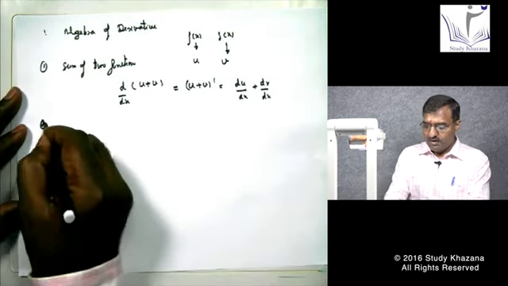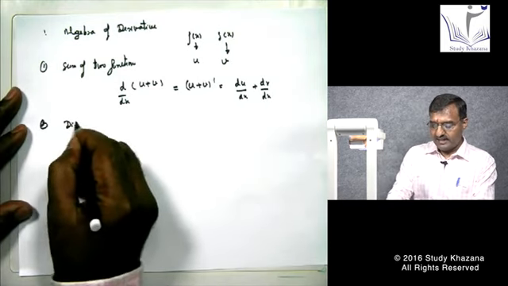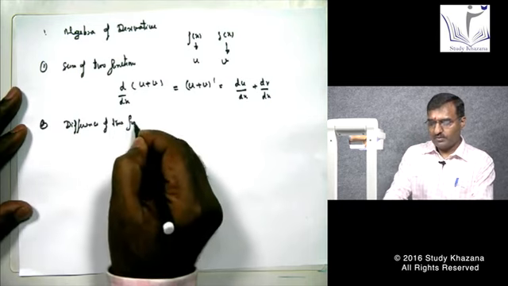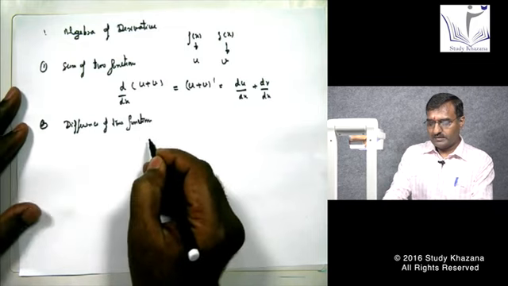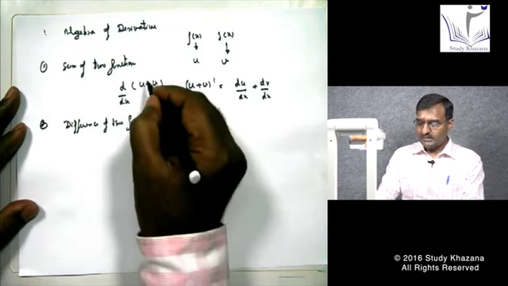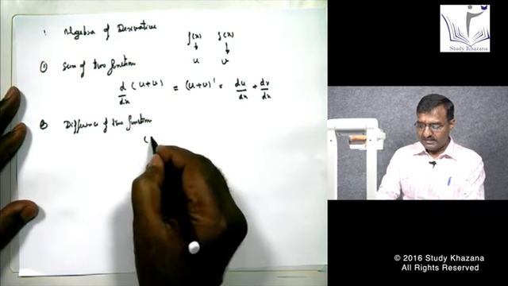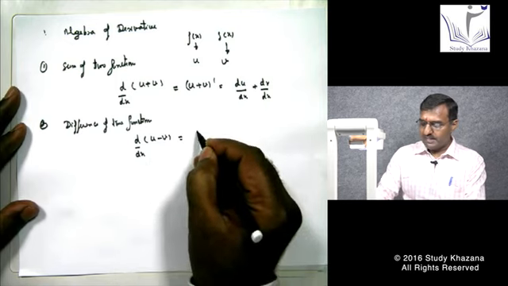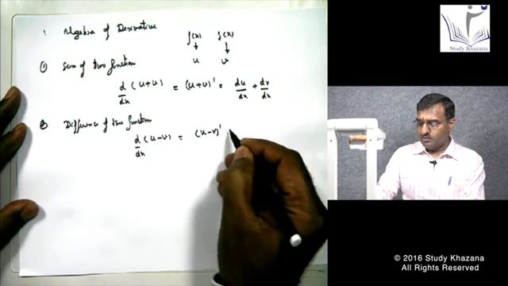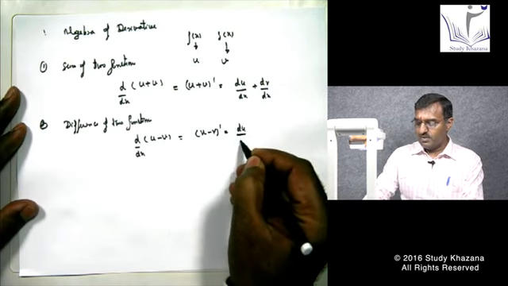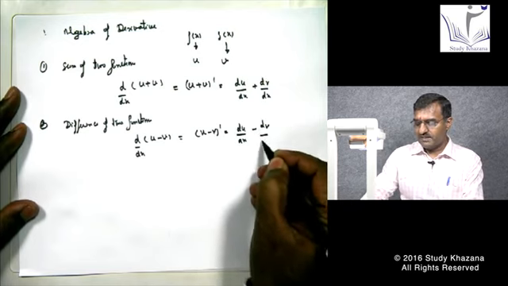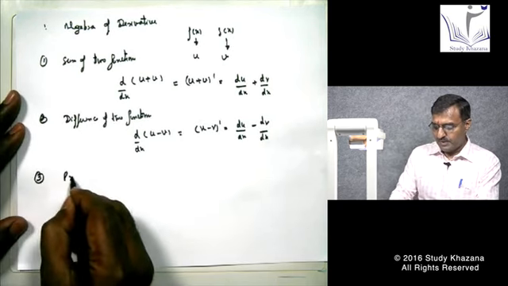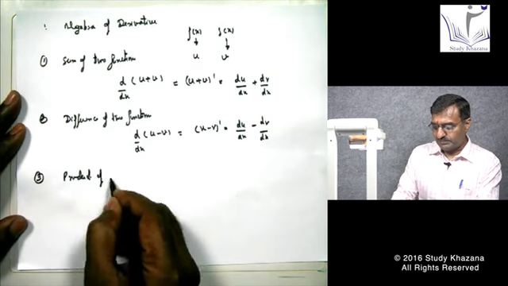Now in the second case I consider the difference of two functions. What will be the derivative of the difference of two functions? Here instead of plus, it will come minus: u minus v. So d by dx of u minus v, I can write (u minus v) dash, and this is equal to du by dx minus dv by dx. Now the third comes the product of two functions.